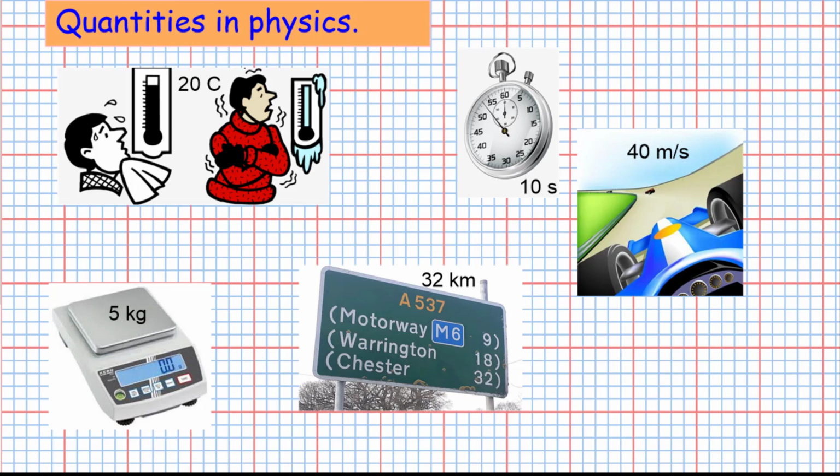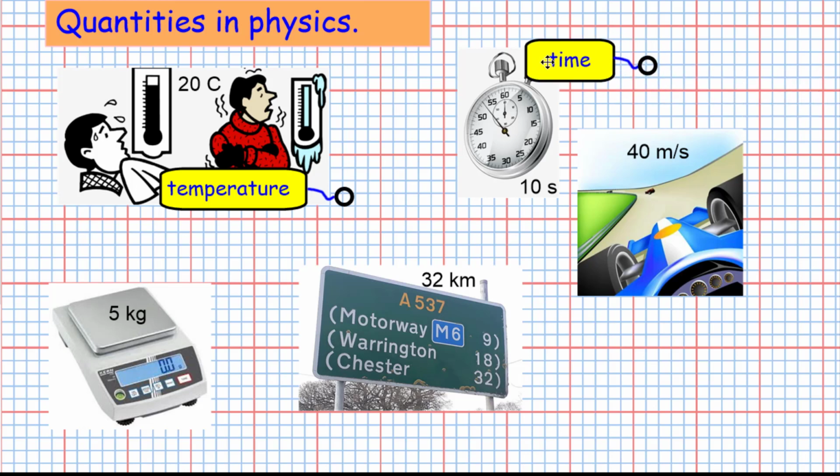In physics, we measure quantities. Here are some of the quantities that we measure. Temperature, which tells us how hot or cold something is. It is measured by a thermometer and in units of degrees Celsius. Then we have time, which is measured by clocks, and the base unit of time is the second.